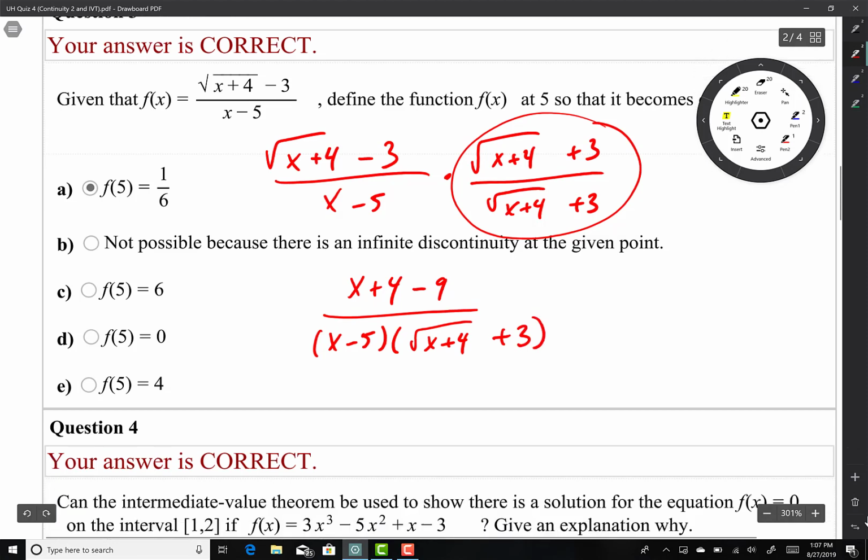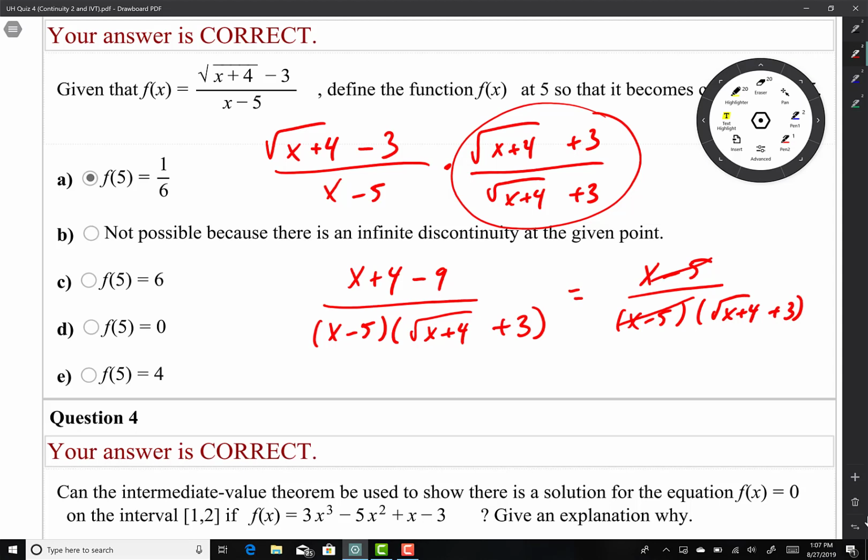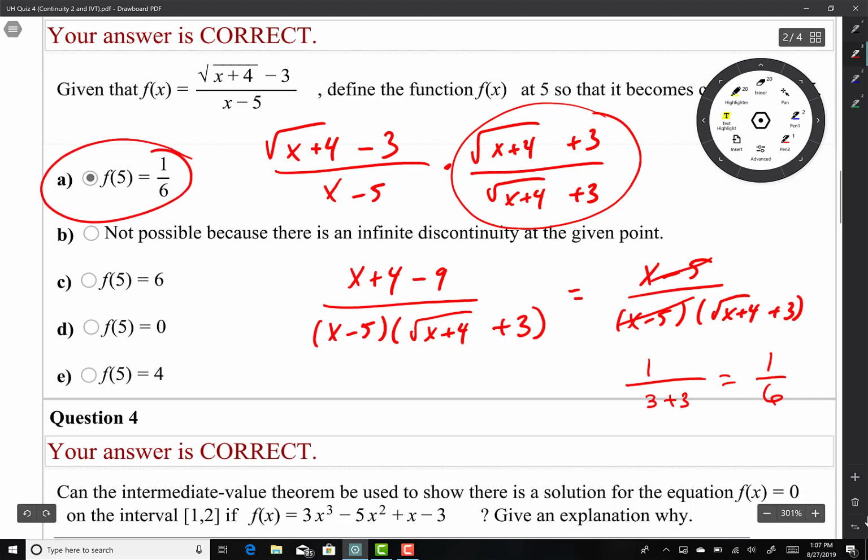See? So when you do that, now you get this. X minus 5 cancel out. And now you can do direct substitution. Plug in a 5. So if you plug in a 5, you get 5 plus 4, which is 9. The square root of 9 is 3. And 3 plus 3 is 6, so 1/6. In order to make this function continuous, you need the y value to be 1/6.